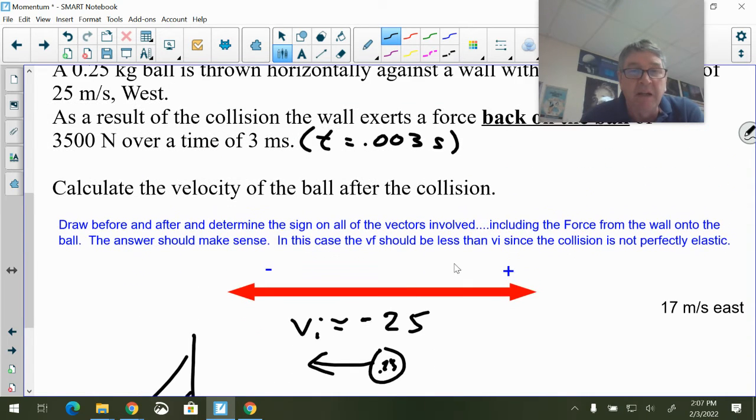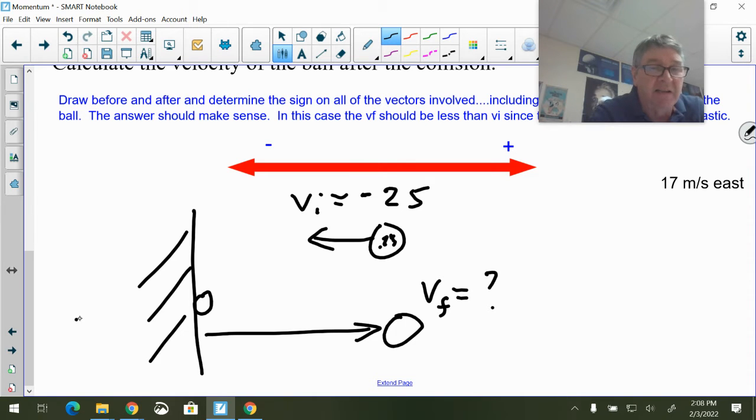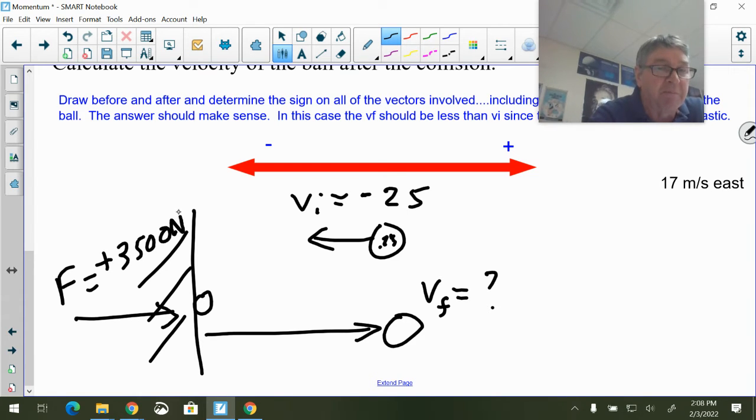The other bit of information we need is the force acting on the ball. Again, you have to read this carefully. It says, as a result of the collision, the wall exerts a force back on the ball of 3,500 newtons. And the time it took for that interaction, it's like throwing the egg into the sheet, it took time for that to occur. The key is that the force is back on the ball from the wall, so it's going to be pointing to the east. Because that force is pointing to the east, we treat that as a positive force. You don't have to write the positive sign, but it's important to realize that it could be negative if we're going the other way.